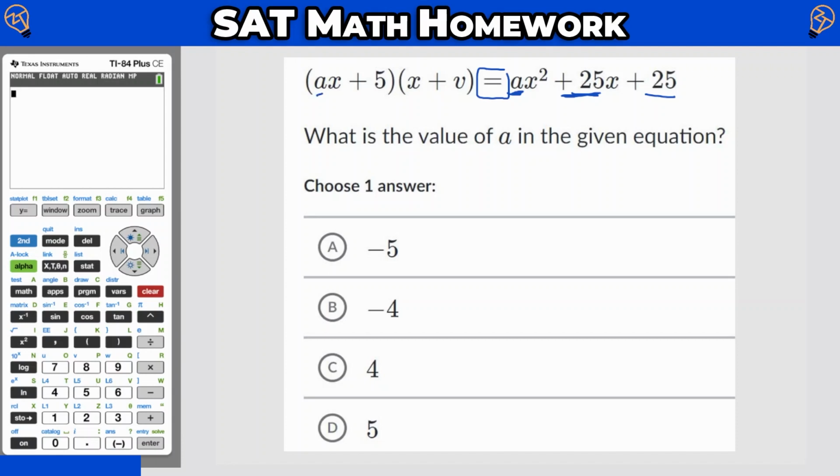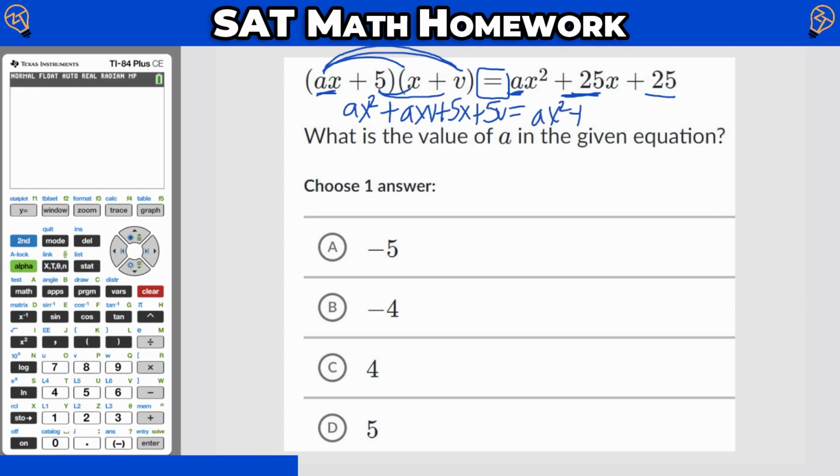to look at it. So let's go ahead and take this first term and distribute it to each of these. So if we have ax times x, that gives you ax squared. Then we'll distribute the ax to the v, which gives you axv. And then we'll do the same thing with this 5. If you distribute the 5, you get 5x plus 5v. And keep in mind that that's supposed to be equivalent to this right side.